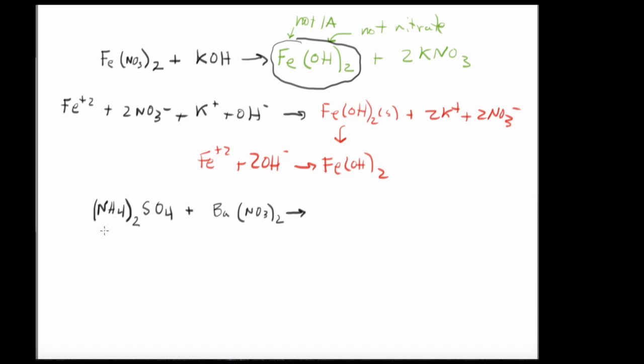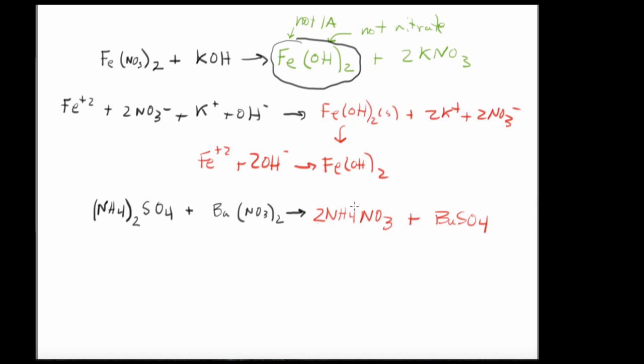All right, moving on to the next one. We have ammonium sulfate plus barium nitrate. All right, and so again, the cations are going to switch places. Whoops. Let me fix this. I don't need the parentheses here for this one. It's going to be 2 NH4NO3, and then it will be plus barium sulfate.